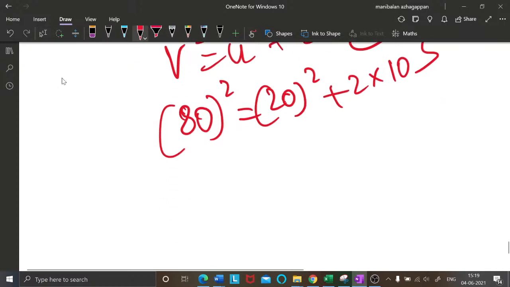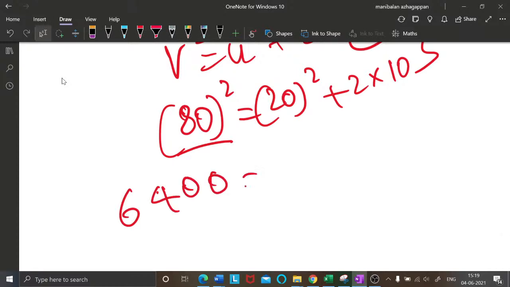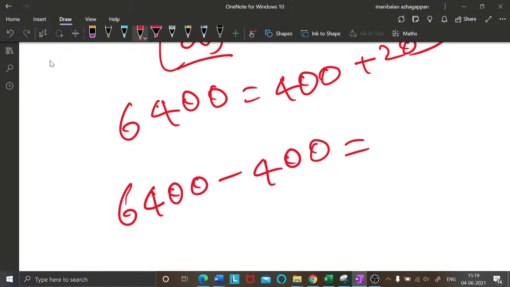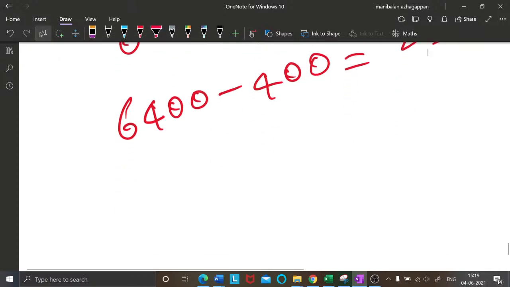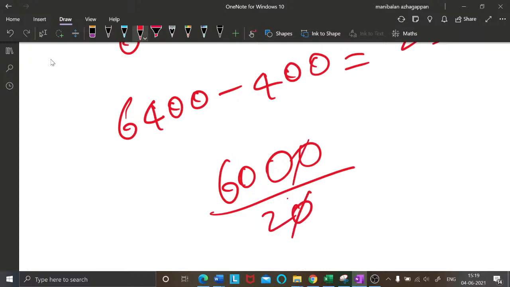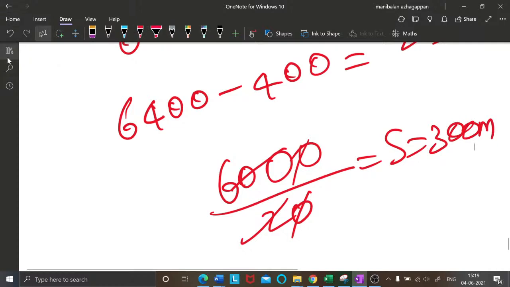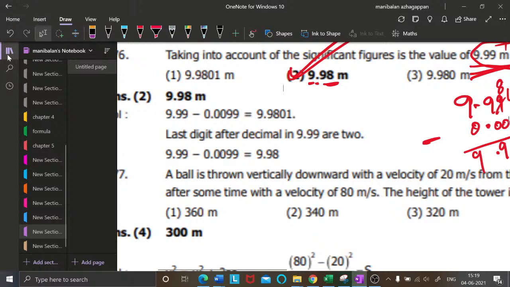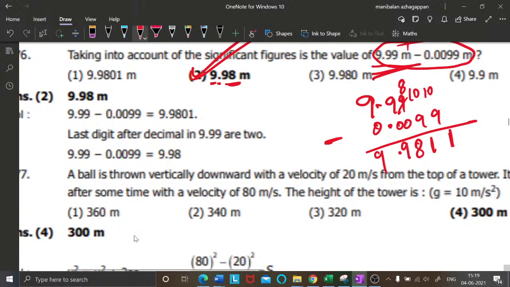Okay, so this is going to be, 80 into 80, 6400. 20 into 20 is 400. So 6400 minus 400 is equal to 20 s. If you want s, you can bring 20 as the denominator. So 6000 divided by 20, 0 gets cancelled. I'll get the displacement as 300 meter. Very simple answer. So displacement finally I get 300 meter. The answer is 300.